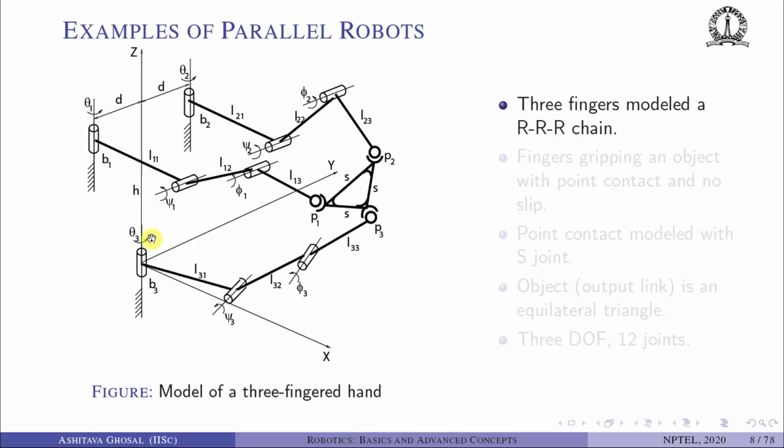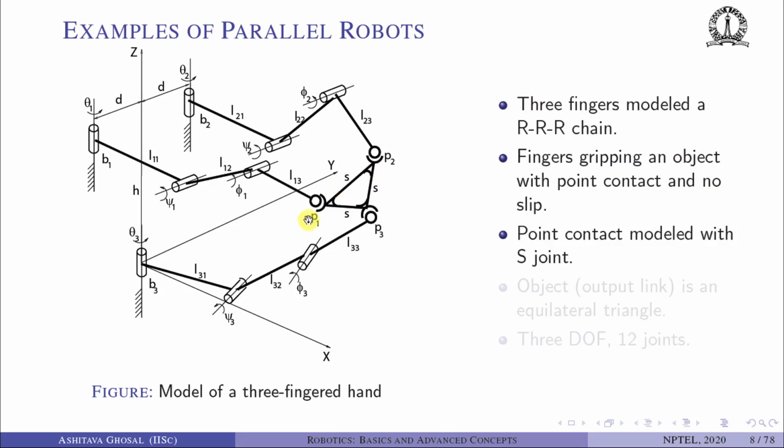Okay, so you can think of these three fingers grasping an object, and one of the models of grasping an object is this point contact with friction. Okay, point contact with no slip. So if you have these three fingers grasping an object with point contact and no slip, we can show that it can be modeled using a spherical joint. So there is a spherical joint. So this is the object. This triangular piece is the object, and P1, P2, P3 are three spherical joints.